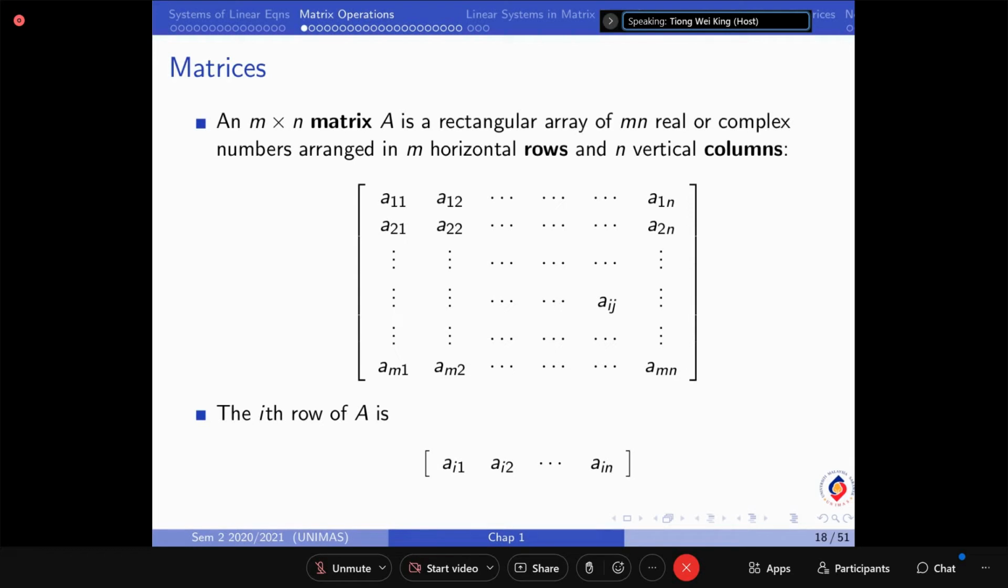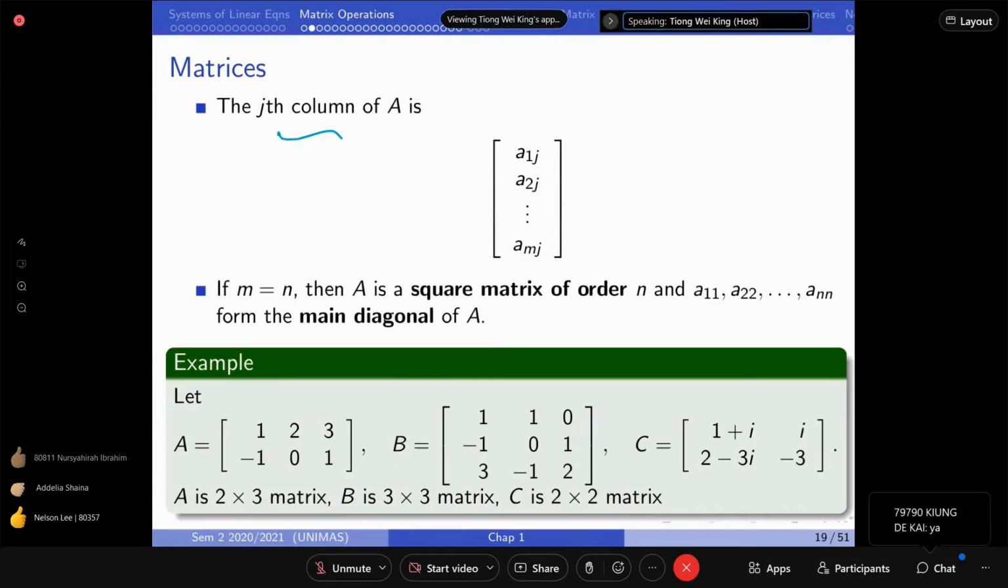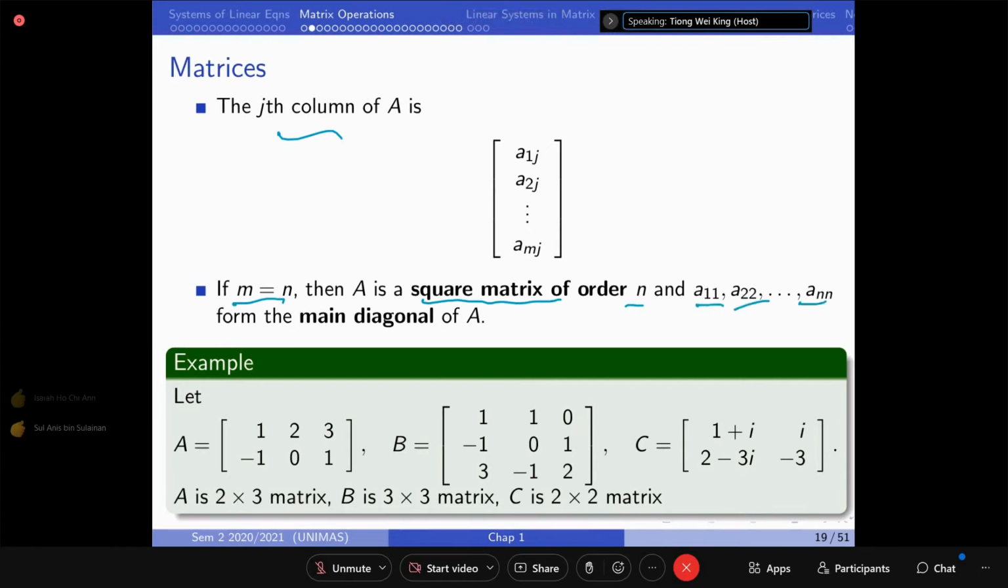You know what a matrix is. You know what the row is. You know what J is. You know if M equals N, then this is a square matrix of order N. And then A11, A22, and so on are the main diagonal.